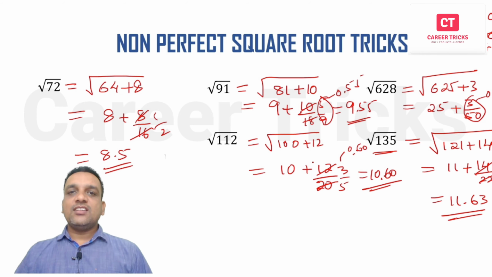This is a simple thing. If you have any non-perfect square root, then you split it into two parts. Take one part as a perfect square number closer to that number, and another part you divide, but whatever square number comes, that you double and divide by it. That simple it is. Within a fraction of a second you can get the answers.